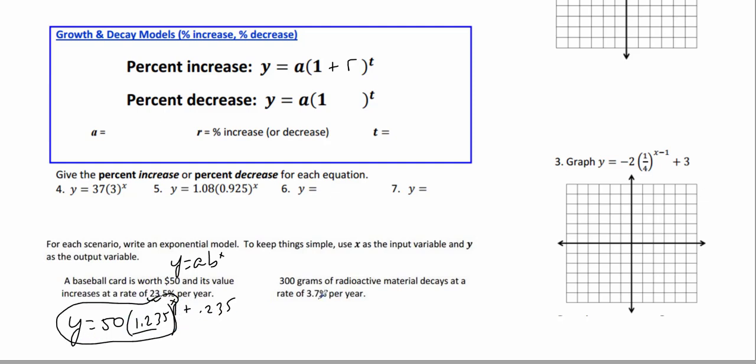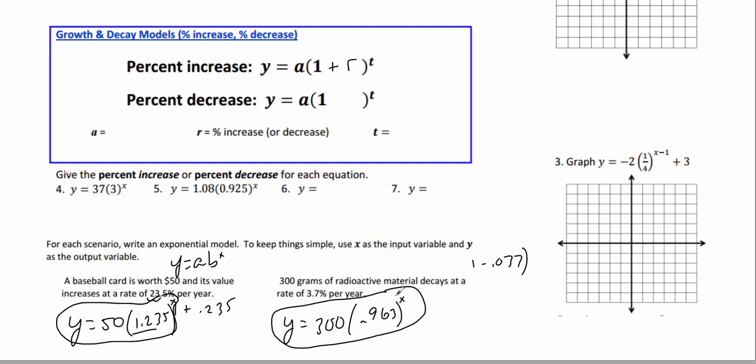Using that, I want you to try the second one. What does it start at? It starts at 300. This is a decrease. That means it's 1 minus 0.037. Remember, I've got to put it as a decimal. So that's 0.963. Hopefully I did my math right. And then I've got to raise that to a power of x. So there's your equation for that one. Hopefully you got that one right.